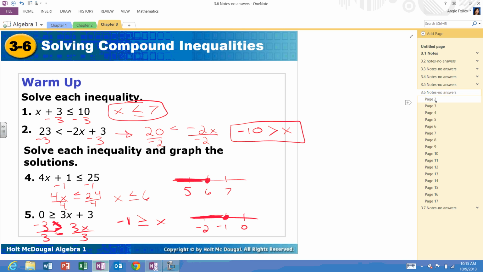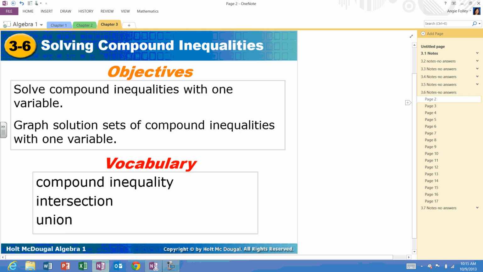I would suggest you watch pretty much all of this video today, just because a lot of it is new. So we're going to look at solving some compound inequalities with one variable and then graphing the solution sets of those inequalities. You'll hear the words compound inequality, intersection, and union used.